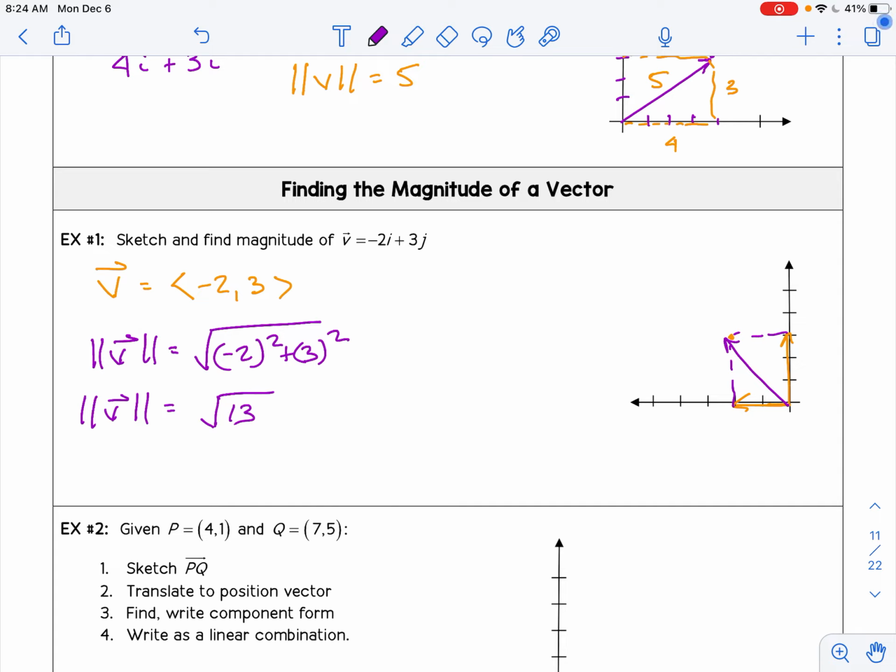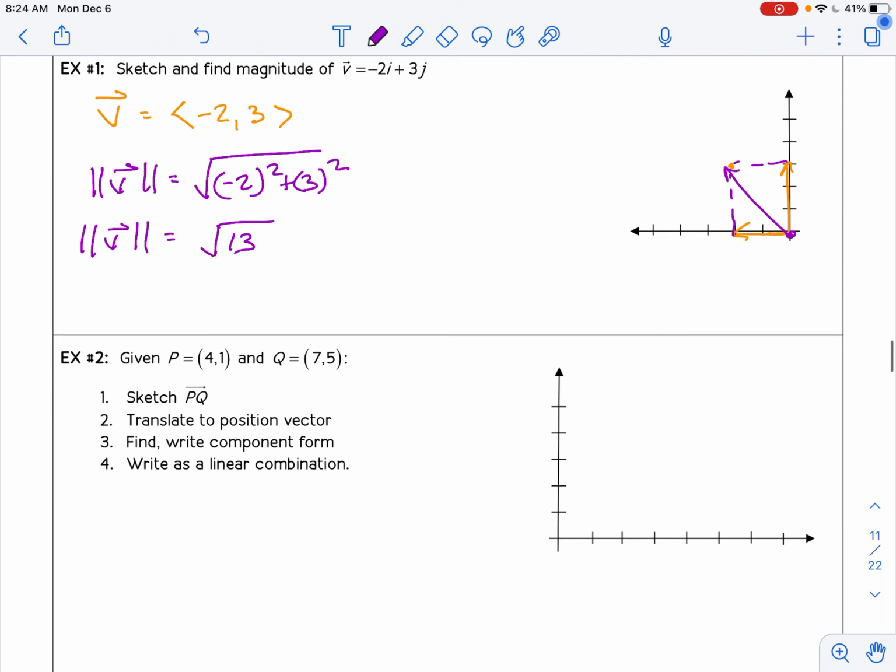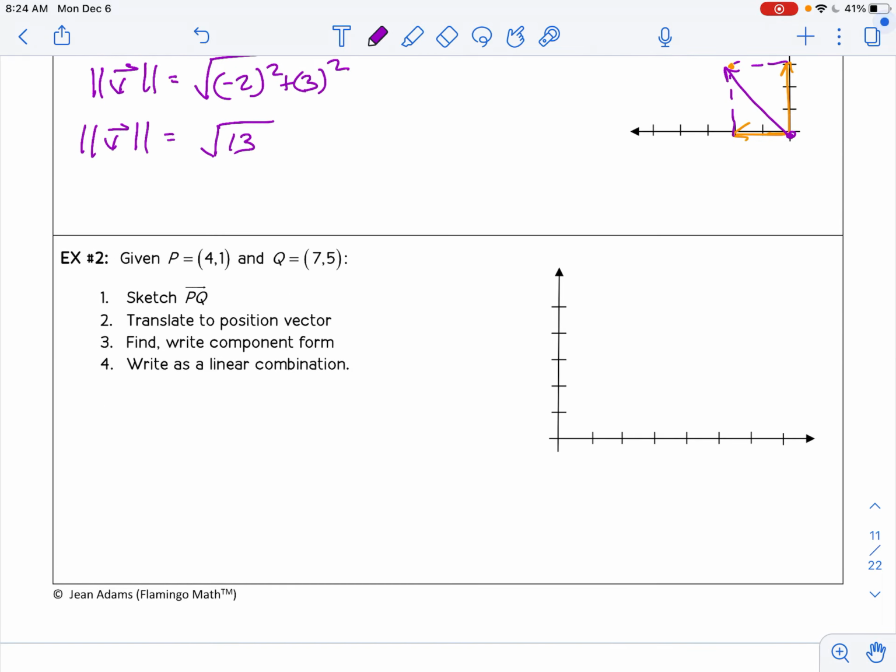That's pretty much it. We can find the magnitude of a vector that's anchored here at the origin from two component vectors or from vector form. All right, let's do example 2. This says, given P and Q, sketch PQ, translate it to a position vector, write it in component form, and write it as a linear combination. So let's see if we can put this together.